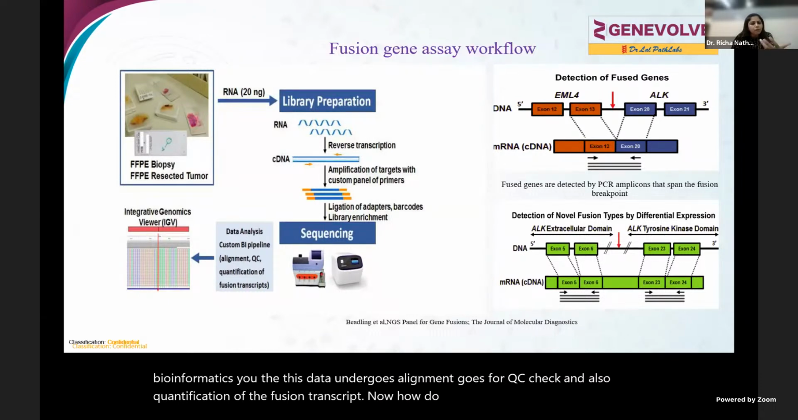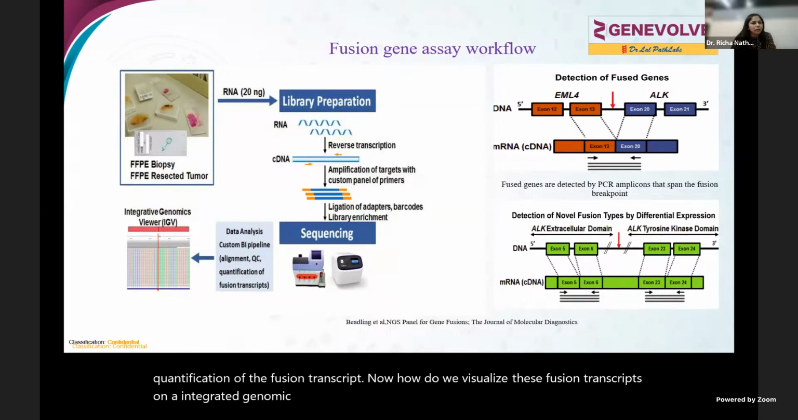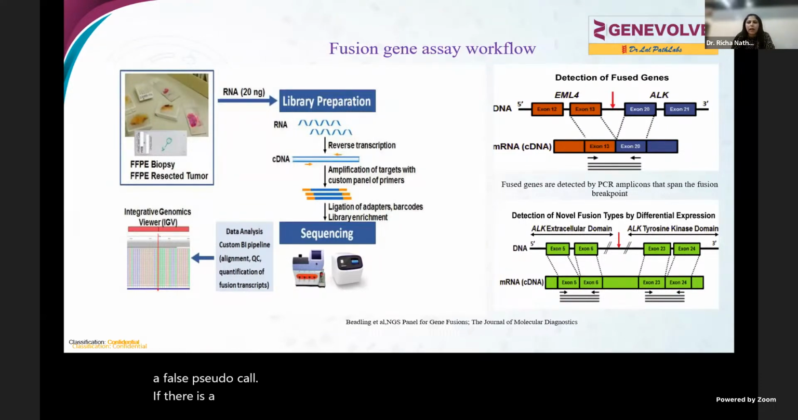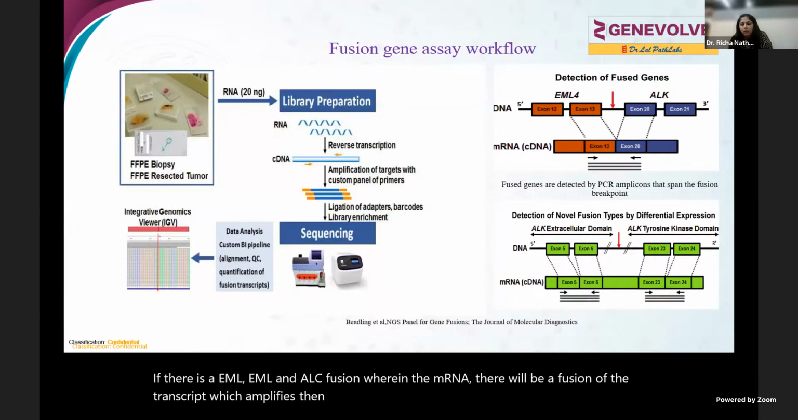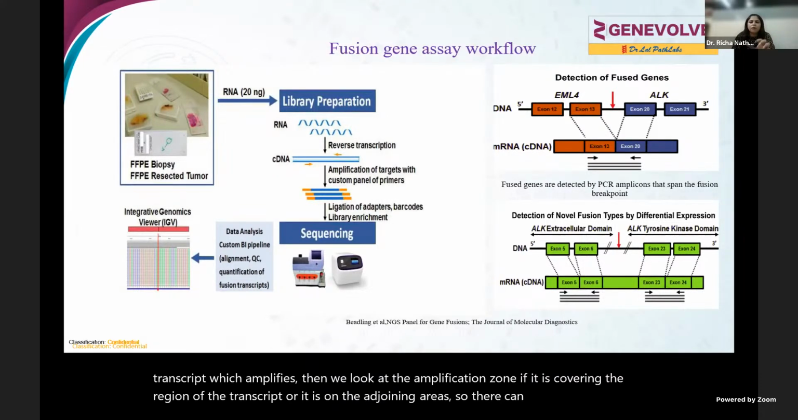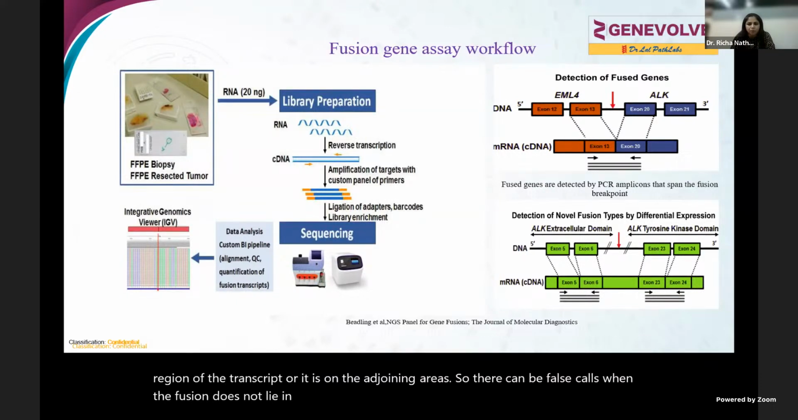Now, how do we visualize these fusion transcripts? On an Integrative Genomics Viewer, wherein we look at the fusion, whether it is really there or it is a pseudo call. Like if there is an EML4 and ALK fusion, in the mRNA there will be a fusion of the transcript which amplifies. Then we look at the amplification zone, whether it is covering the region of the transcript or it is on the adjoining areas. So there can be false calls when the fusion does not lie in its location.